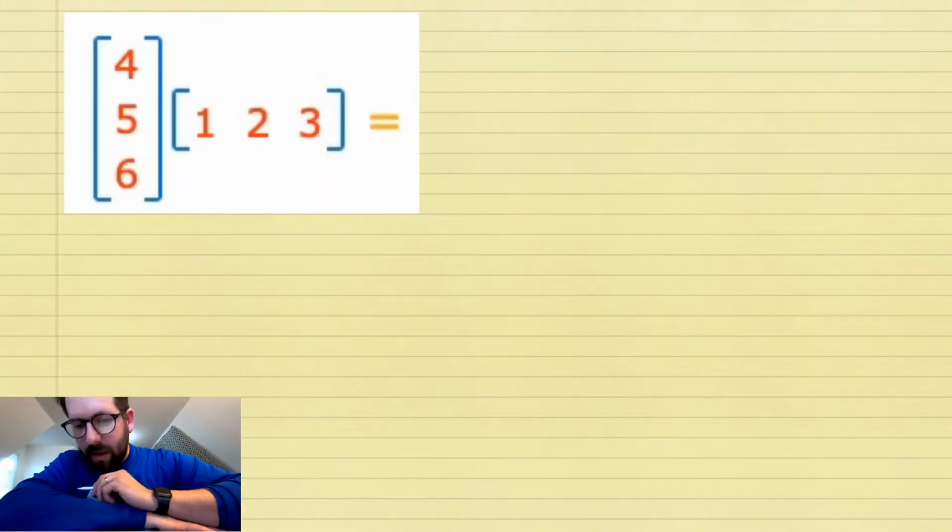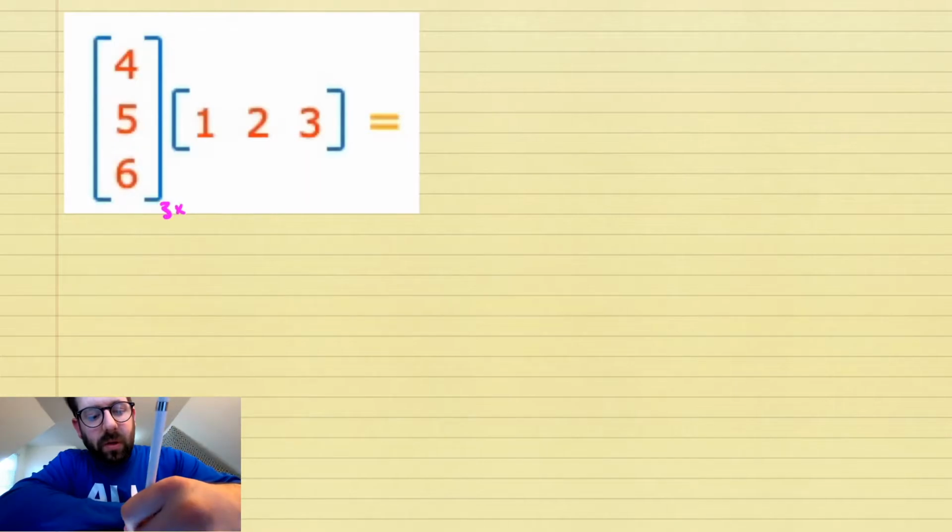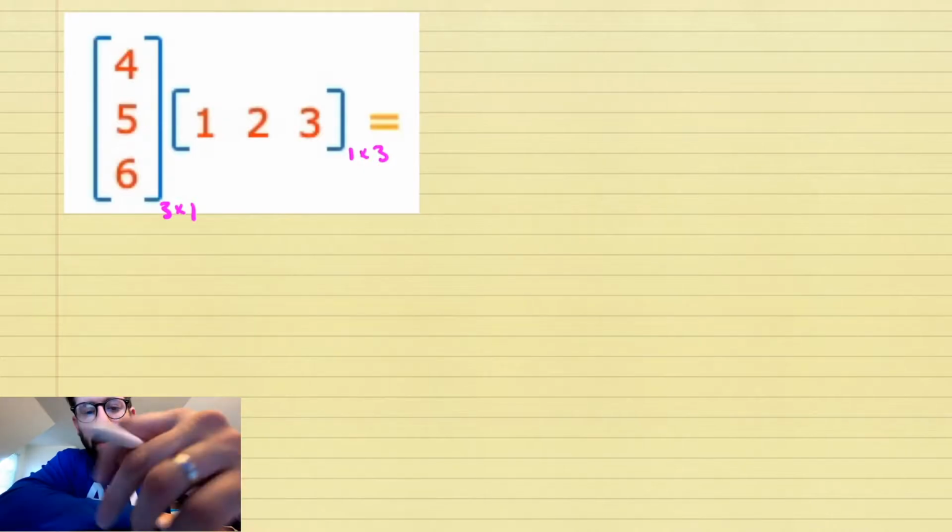So let's go into matrix multiplication. We have 2 different matrices, and they're different sizes. That first one is 3 rows by 1 column. This next one is 1 row by 3 columns.